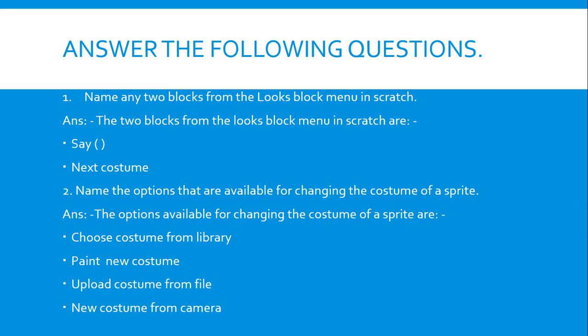Question number 2. Name the options that are available for changing the costume of the sprite. There are 4 options for changing the costume of the sprite. Choose costume from library, paint new costume, upload costume from file, and new costume from camera.